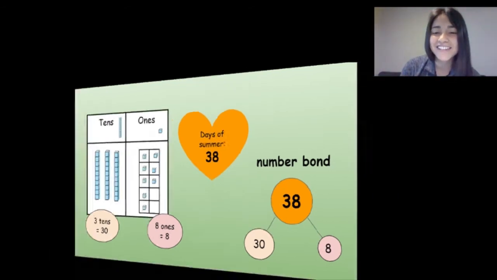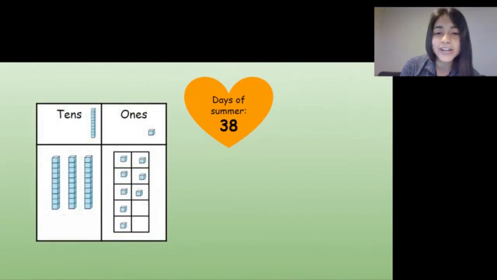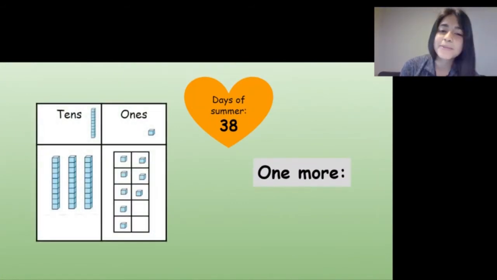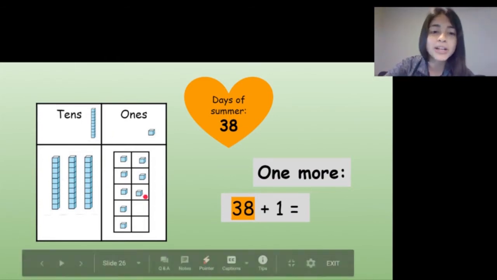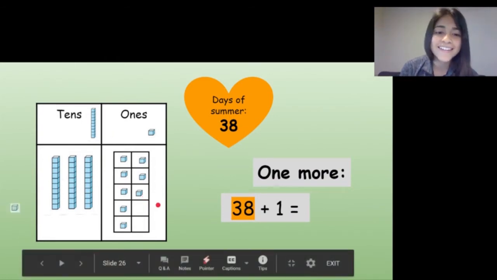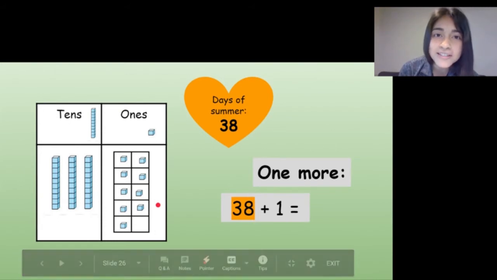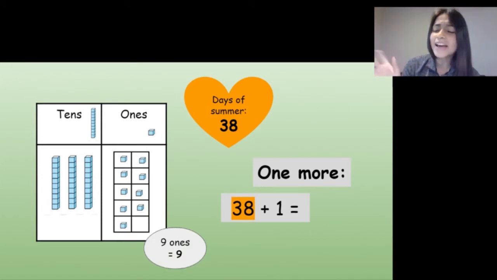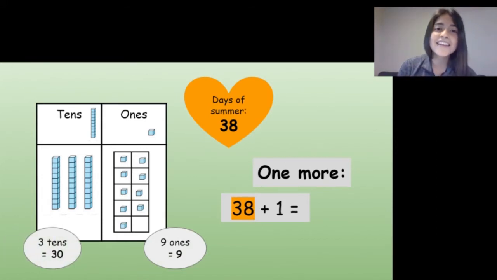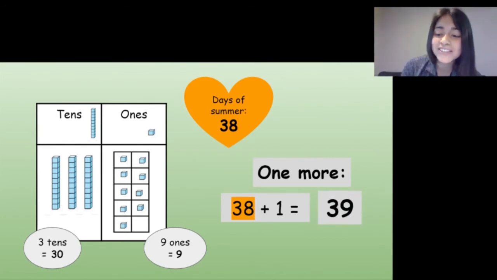Okay, and now we're going to take 38 and we are going to add one more. So that means we're solving 38 and 1, and that means over here we're going to add one ones block. And now how many ones do we have? Yeah, we have 9 ones. How many tens do we have? Yeah, we still have 3 tens. So then 30 and 9 together make 39. That's it. So 38 and 1 more is 39.